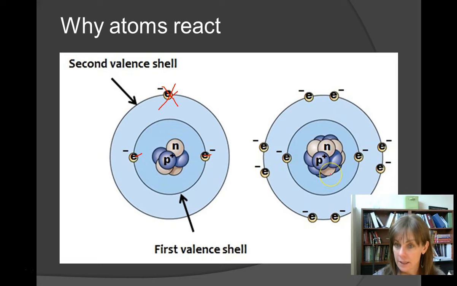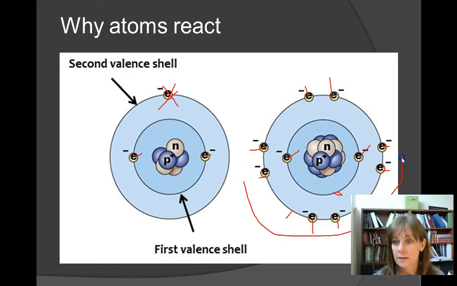Now let's look at this next atom. We start the same way. First, we look at the first shell. We count electrons: 1, 2, completely full. So now let's look at the second shell. Let's count electrons: 1, 2, 3, 4, 5, 6, 7, 8. The maximum it can hold is 8, and it has 8. Awesome. So it's not going to react based on the second shell.